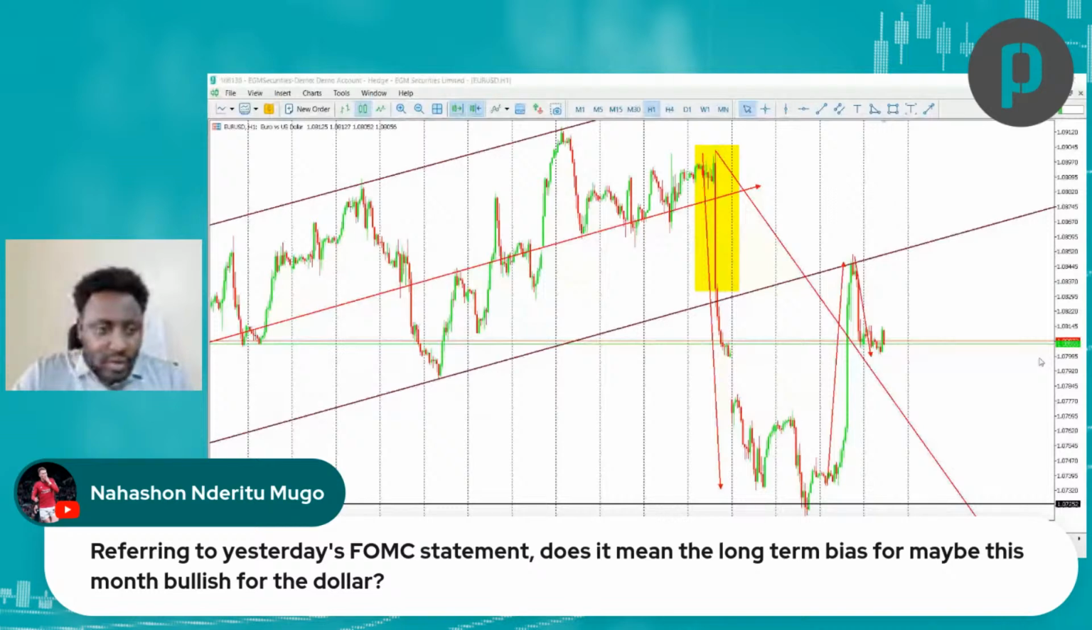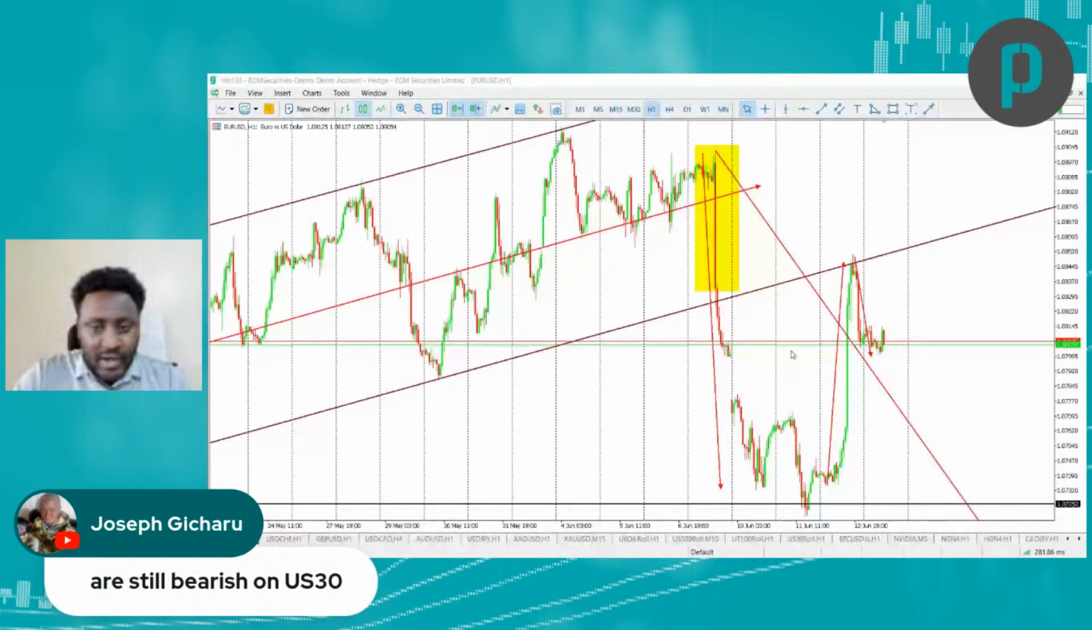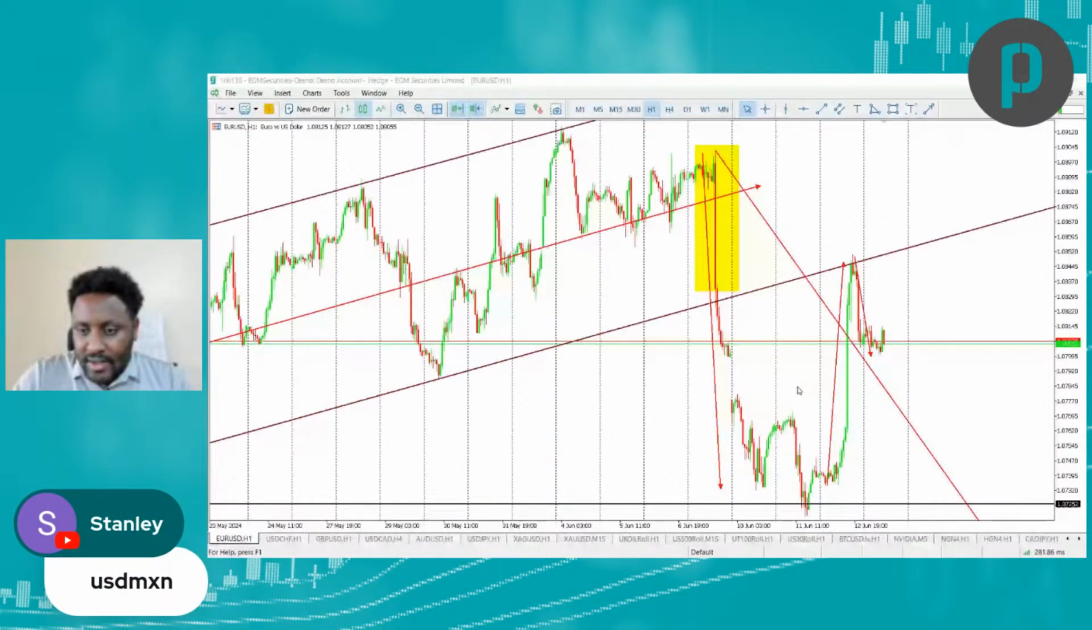A question from Nahashon, referring to yesterday's FOMC statement: does it mean the long-term buyers for maybe this month are bullish for the dollar? Of course, yes. An astounding yes. Are you still bearish on the Dow? Yes. There's a question on USD against the MXN. I haven't checked that lately. I only checked during the elections week. So we could be checking to see what happened.